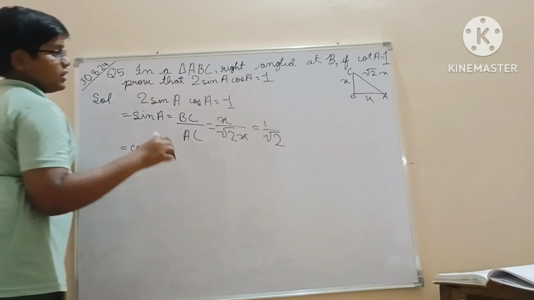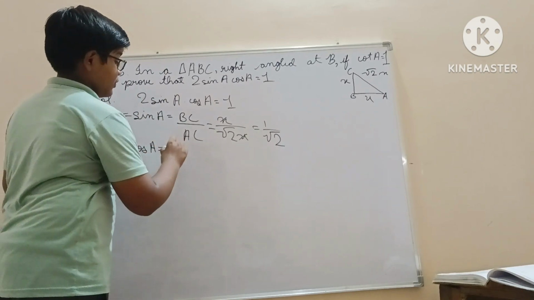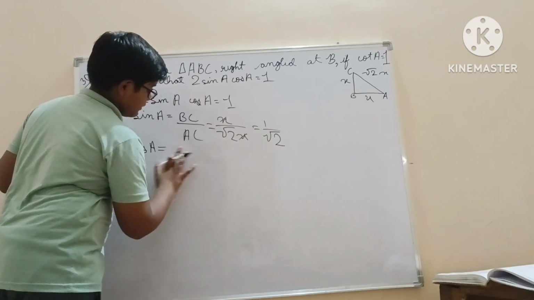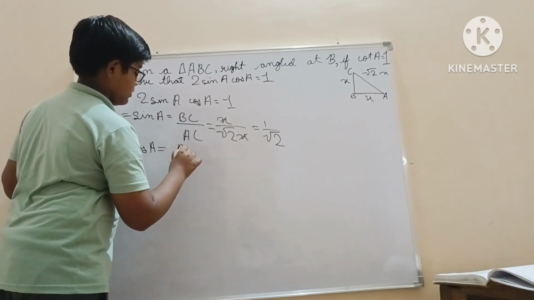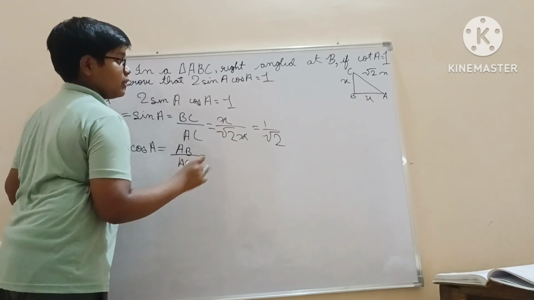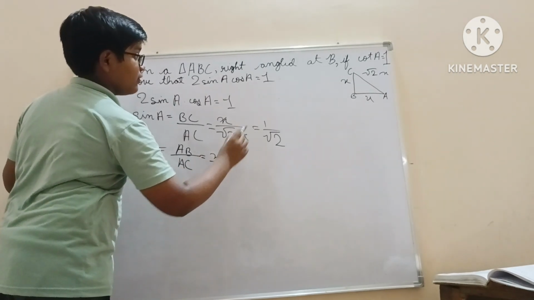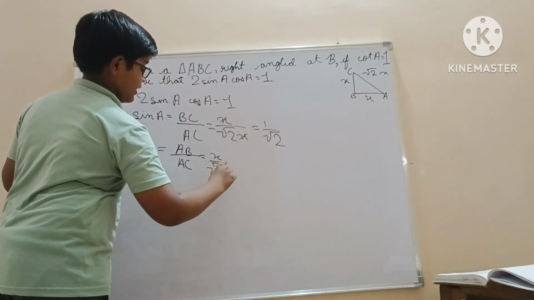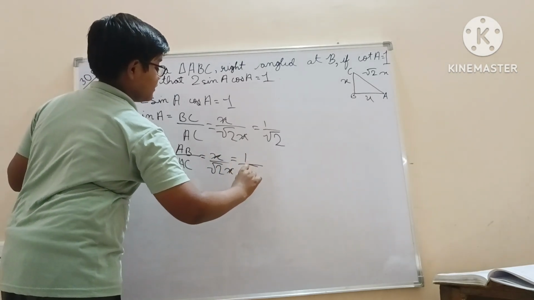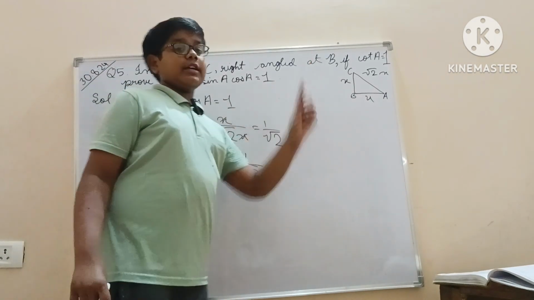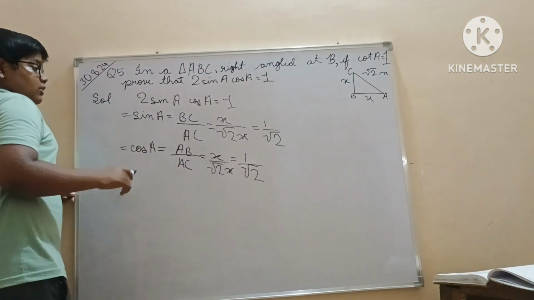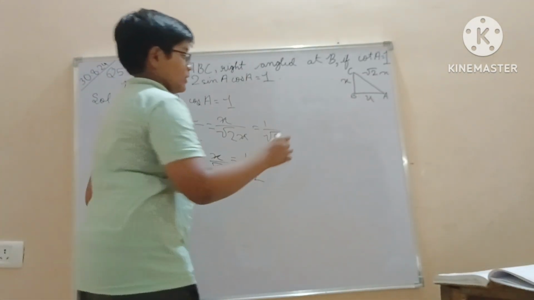cos A. The value of cos A is based upon base, which is based upon hypotenuse, which is AB divided by AC. Now the value of AB is x and the value of AC is root 2x. Now both values of sin A and cos A will become equal, because cot A is equal to 1, or two sides are equal. So we have found our values of sin A and cos A.